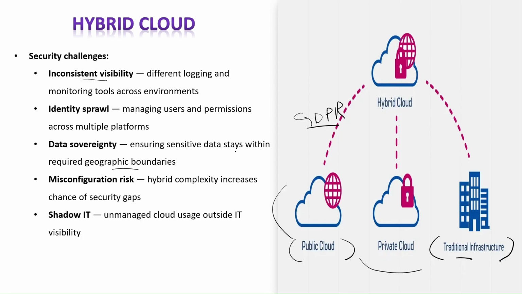So data sovereignty also may be an issue when you are using a hybrid cloud environment and some of your data is inside public cloud. So, for such cases, organizations do it such that the sensitive data is stored on-prem, while for non-sensitive data and non-sensitive tasks they use the public cloud. Misconfiguration risk, so hybrid cloud increases the complexity and there may be chances of misconfiguration and security gaps. Shadow IT is unmanaged cloud usage outside IT visibility.